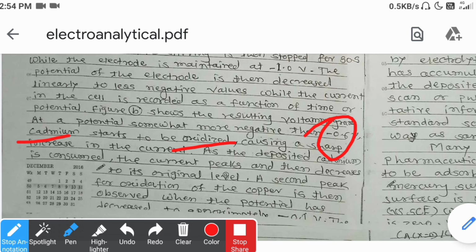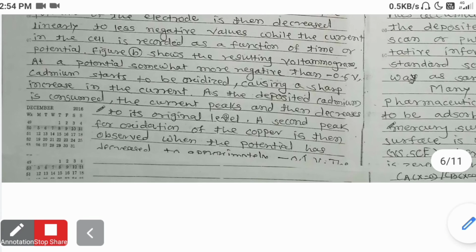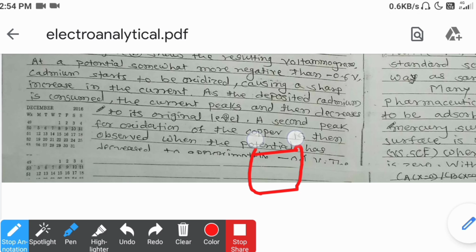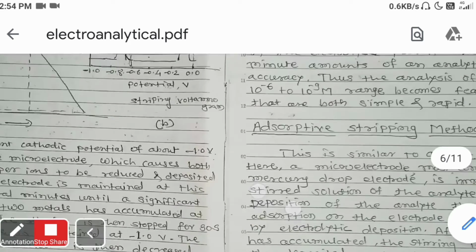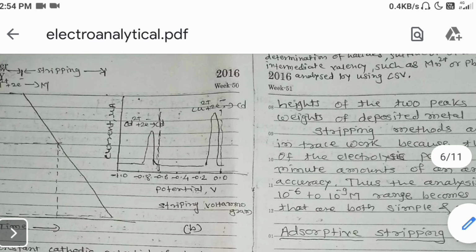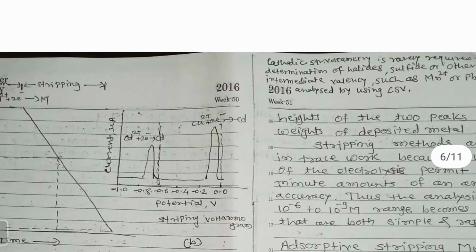The cadmium gets released as ions into the solution. The current peaks and then decreases to its original value when all the cadmium has been stripped off. Then the second peak occurs for the oxidation of copper, which is observed when the potential has reached a value of around minus 0.1 volt. So for this potential we get the peak for the copper ion. For 0.6 volt we get the peak for cadmium, and for copper we get the peak at around minus 0.1 volt.